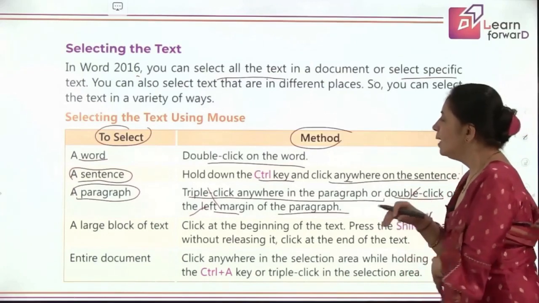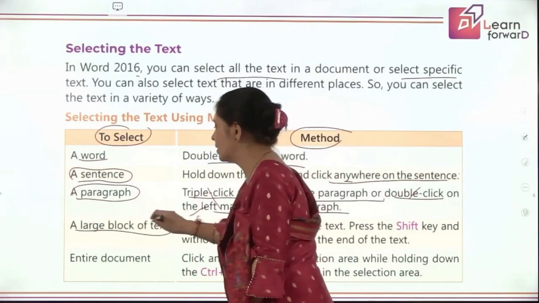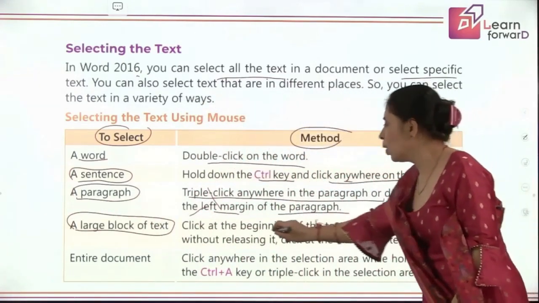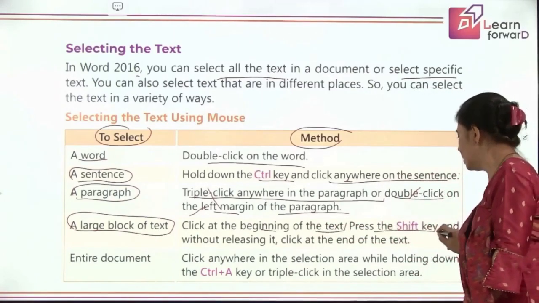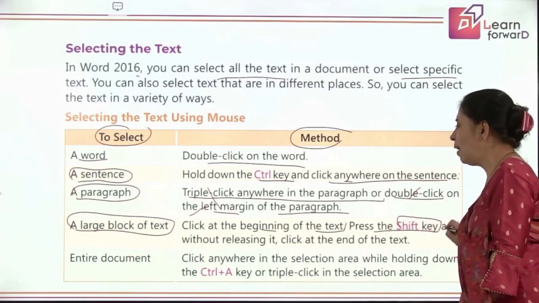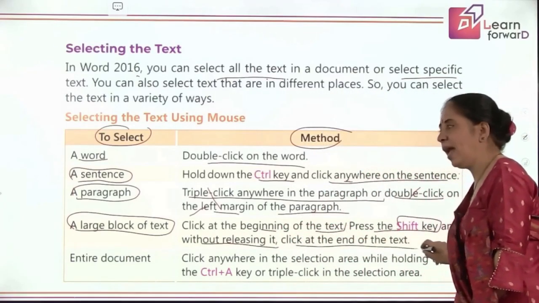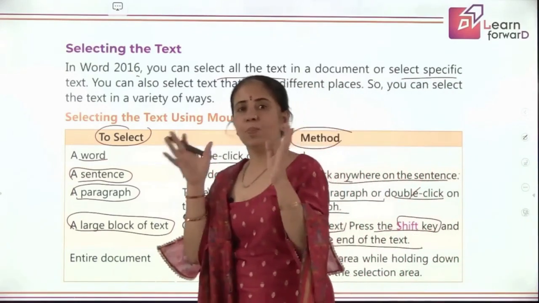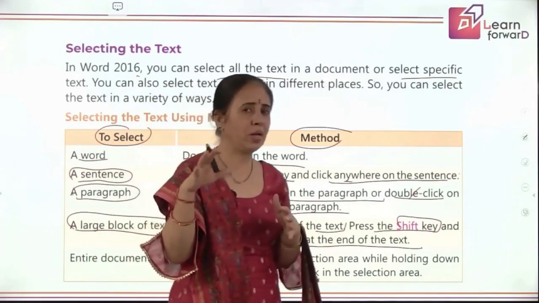Nice. Now, when you have a large block of text, what will be done in that case? Just click on the beginning of the text and press the shift key, and without releasing that key, click on the end of the text. In that case, the complete block of text will be selected in just one go.